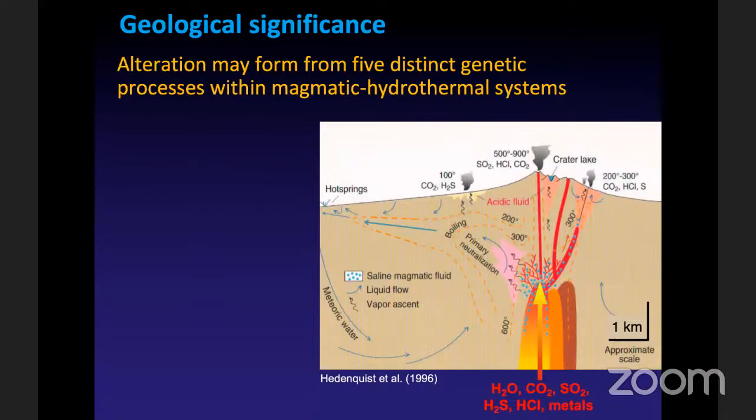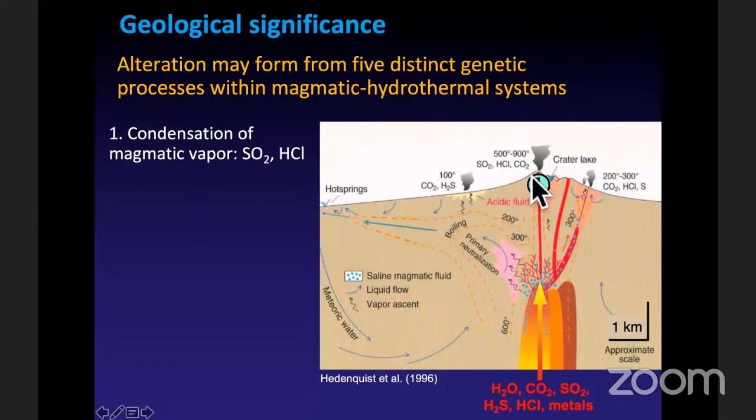I'll come back to that in a second at the end with the gold mine in Spain. So let's look at the geological significance of the environments of formation of advanced argillic alteration. So we have 5 environments. Many of you will be familiar with 3. I'm going to add 2 more.